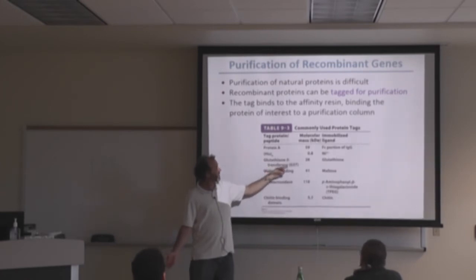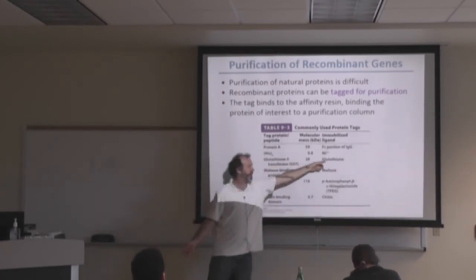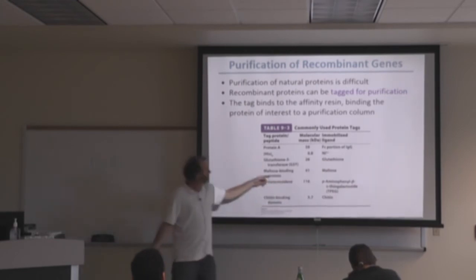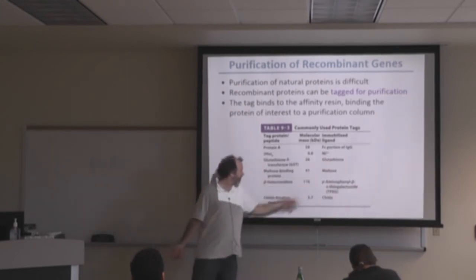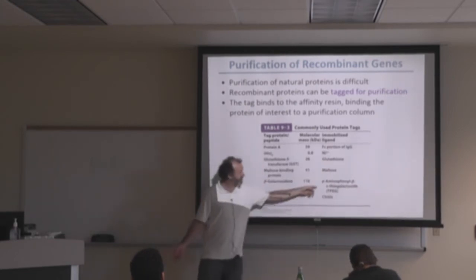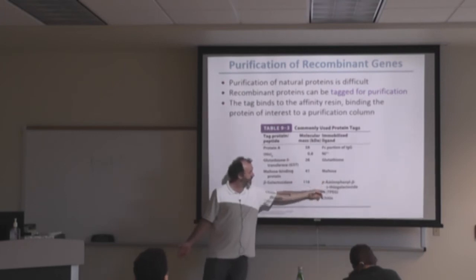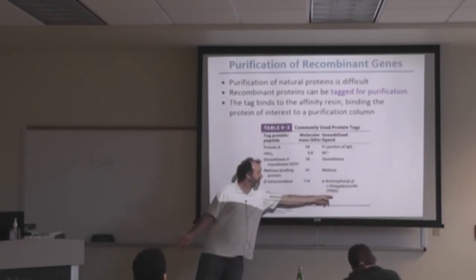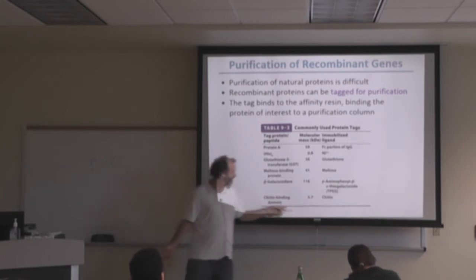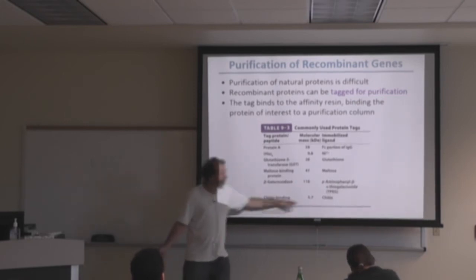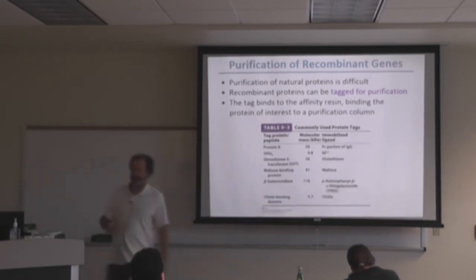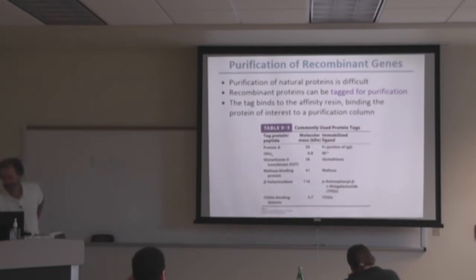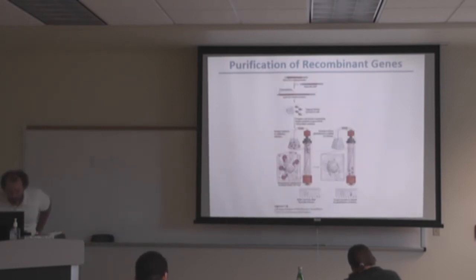Glutathione S-transferase, a GST, binds to glutathione. Maltose-binding protein will bind to maltose. Beta-galactosidase will bind to p-aminophenyl-beta-thiogalactoside, or TPEG. And then chitin-binding domain will bind to chitin. So all different ways to make purifying your recombinant product easy.